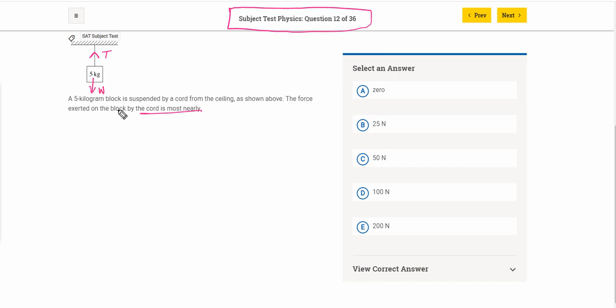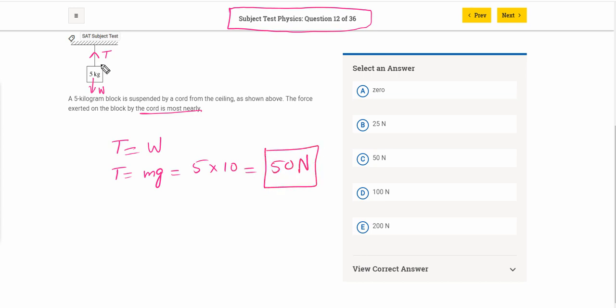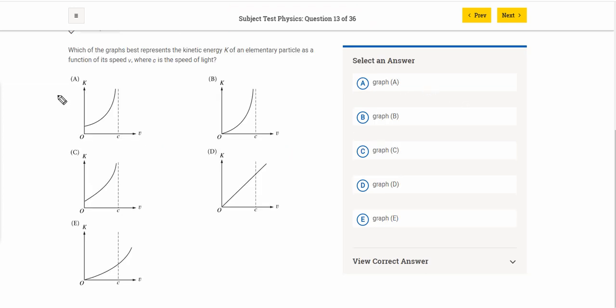In the downward direction we'll have the weight. So in this case, because it's suspended, so it's not moving, so the tension will be equal to the weight. So the tension will be equal to mg. M is the mass, and I take the value of g to be 10, so it'll become 50 Newton. So 50 Newton is the force that is being exerted by the cord on the block, so it will be option C. There you go, it's correct. Now let's move on to the next one.